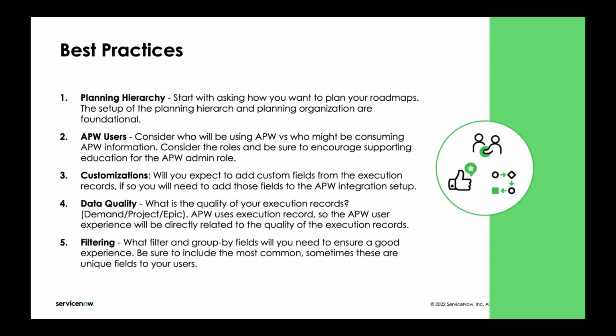Data quality. You know what it is: garbage in, garbage out. If your execution records aren't in good shape or have problems, they're going to manifest themselves in APW. So make sure you look at the quality of what you're bringing in, which is why I often say, when you start off, pick a small group, a friendly group that wants to cooperate, participate, and drive the adoption of this. And then help work through all the data issues that might surface as you bring all this information in, right?